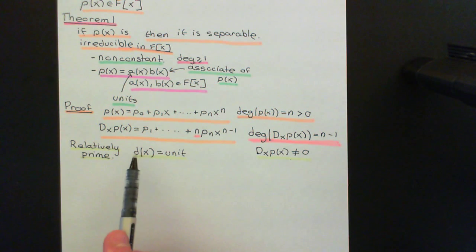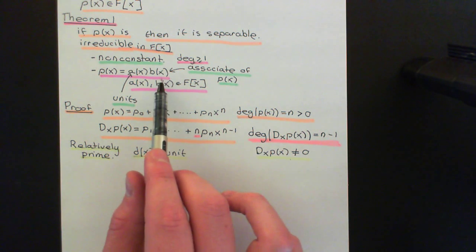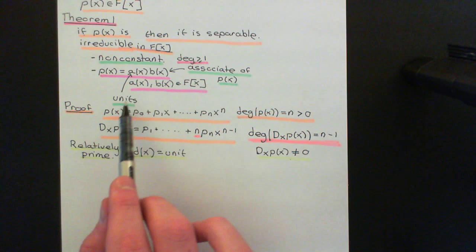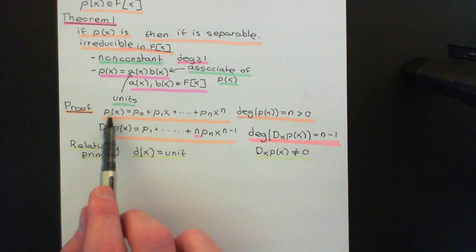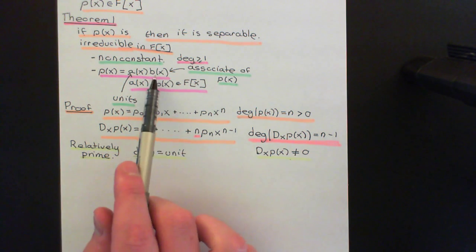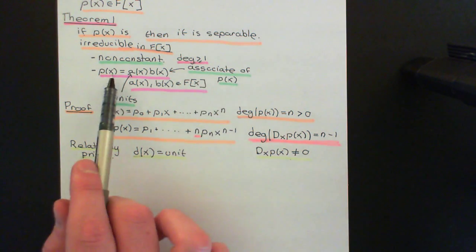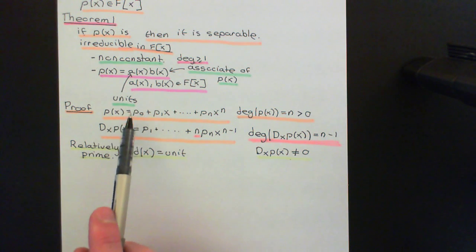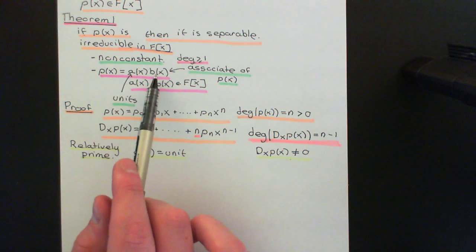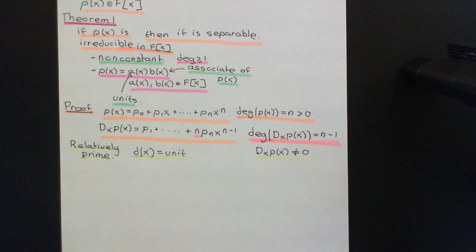Now we are looking to try and disprove these two being relatively prime. We are trying to find some divisor that is not a unit. So we're not interested in divisors which are units. They're useless to us if we're trying to disprove these two being relatively prime. So we're only interested in associates of p of x. If we could find a common divisor of these two that wasn't a unit, then it would have to be an associate of p of x, because p of x is irreducible.